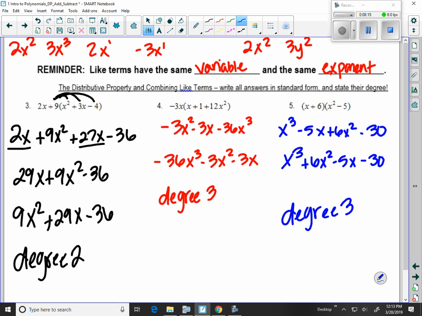Why did x cubed come first? Because it has the highest exponent. So you look at the power. A lot of times it's easy to think of the first number, but you want to look at the exponent or the power. The highest power comes first. Great question.